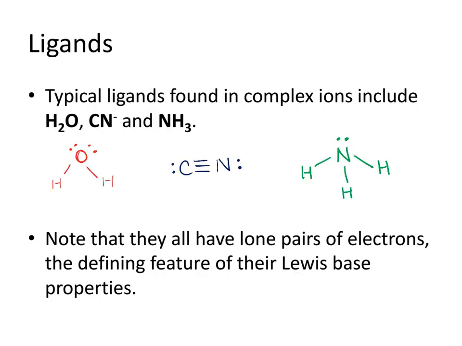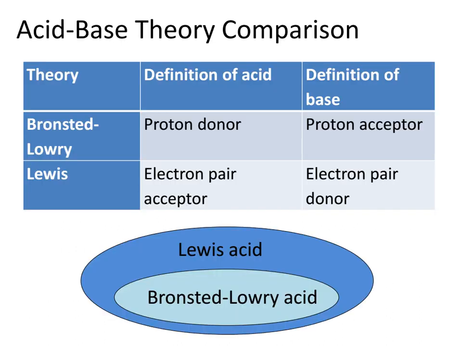So here are 3 of the most common good Lewis bases, or very good ligands. We have water, which has the 2 lone pairs on the oxygen. We have cyanide, which has a lone pair on both the carbon and the nitrogen. And then we have ammonia, which has the lone pair. And if you remember the trigonal pyramidal structure of ammonia, that lone pair is way pushed out at the top of the pyramid. So it's very ready to bond. So we have all these lone pairs that are ready to go, ready to bond.